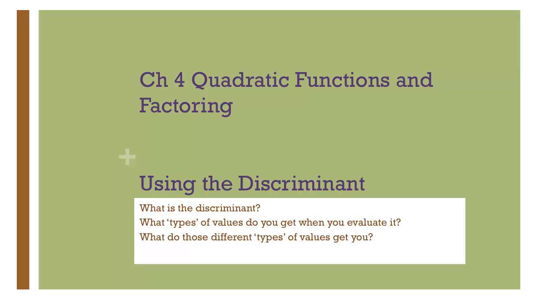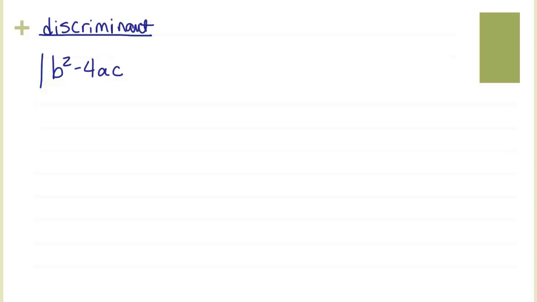Using the discriminant. What is the discriminant? It's just part of the quadratic formula, so it's not like you're learning something new here. You're just learning to use something you already know to tell you something that you might be interested in. So that's just the part that's underneath the radical in the quad formula.